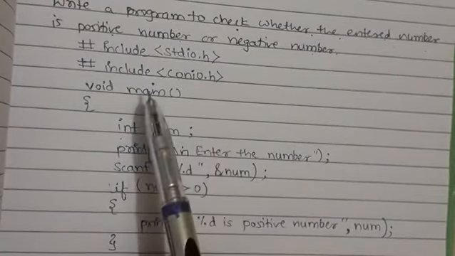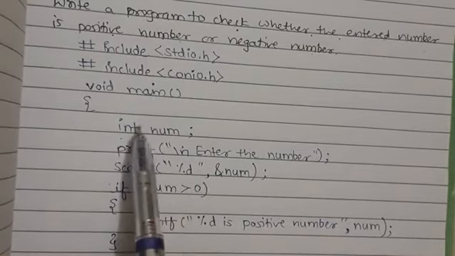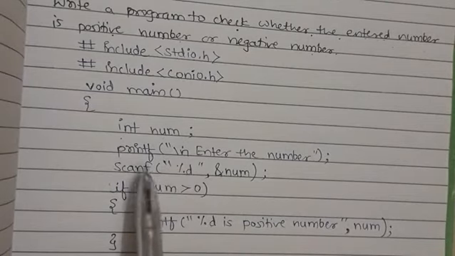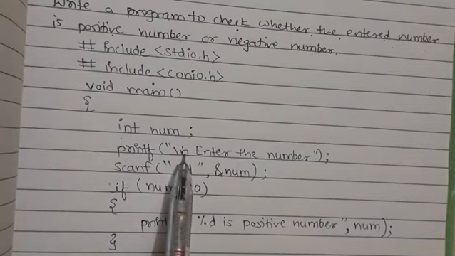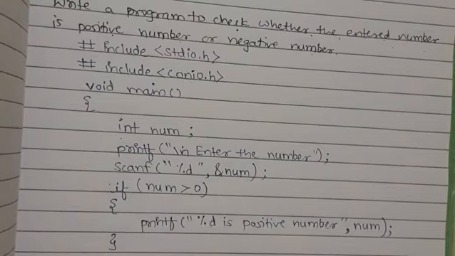Within every program it should contain the main function, because our compiler starts with the main function, so therefore main is given. Now int num, this is a variable declaration. After variable declaration we will print a message that says enter the number, and after that we will take the value from the user by using the scanf function, and that value will be stored in the address of num variable.